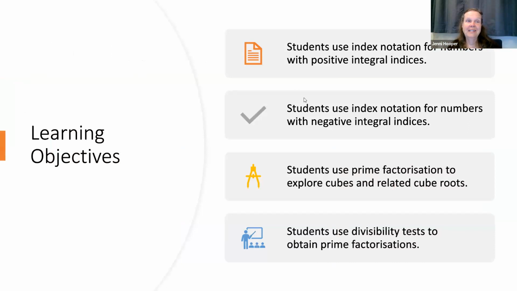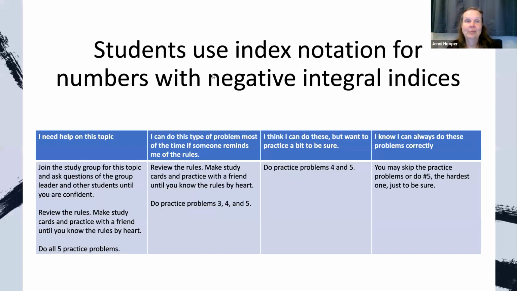Let's say these are the learning objectives for the test. We want students to use index notation for numbers with positive integral indices. We want students to use index notation for numbers with negative integral indices. We want students to use prime factorization to explore cubes and related cube roots. And we want students to use divisibility tests to obtain prime factorizations. These were the four learning objectives of this unit, and we let the students know the learning objectives.